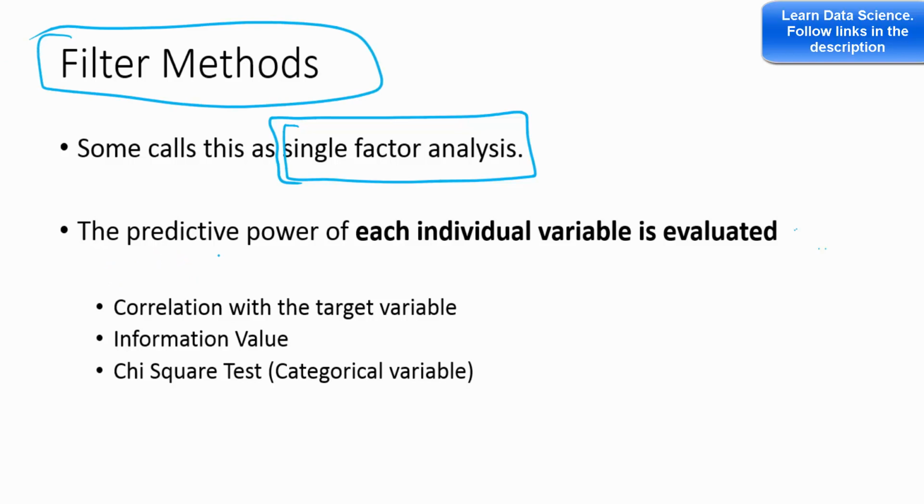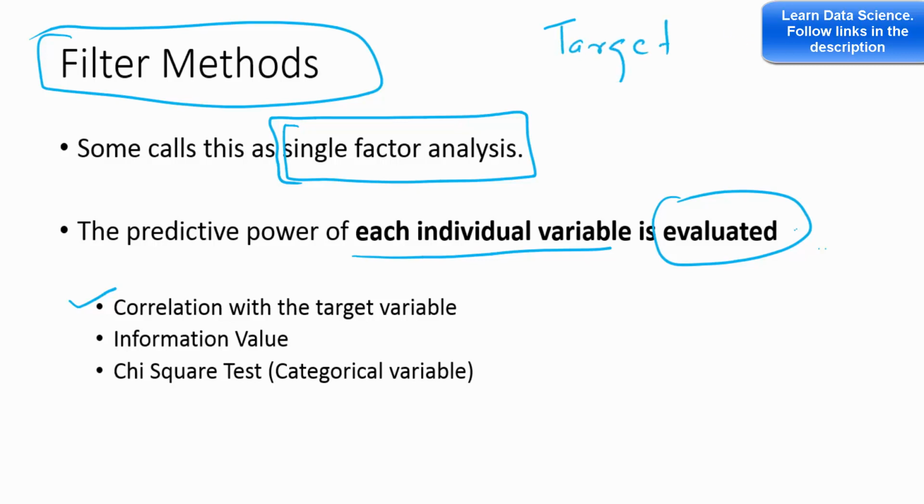We compute the predictive power of each individual variable. So instead of combining, we just measure the predictive power of each individual variable and evaluate that. How do you do that? There are several ways. One is correlation. We find the correlation between the target variable and the predictors or features, the x variables, whether it's x1, x2, and so on, and we have y as the target variable. So we find the correlation of x1 with y, x2 with y, x3 with y, and so on.